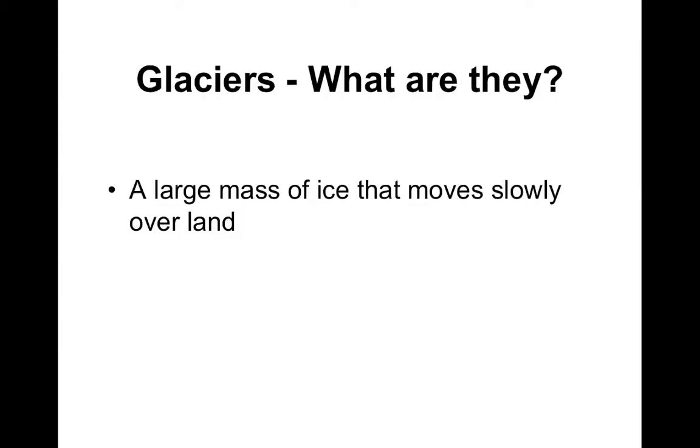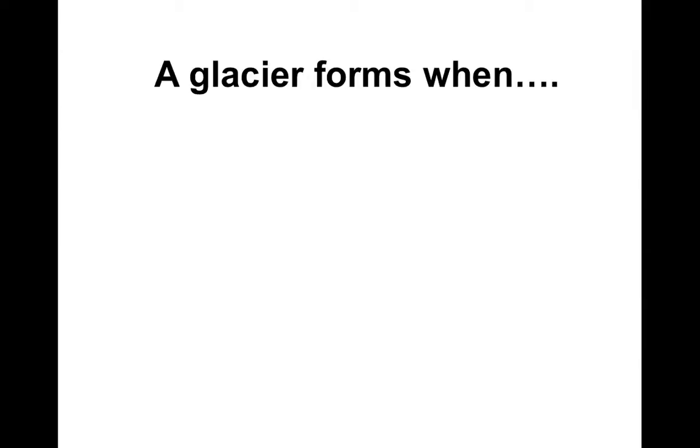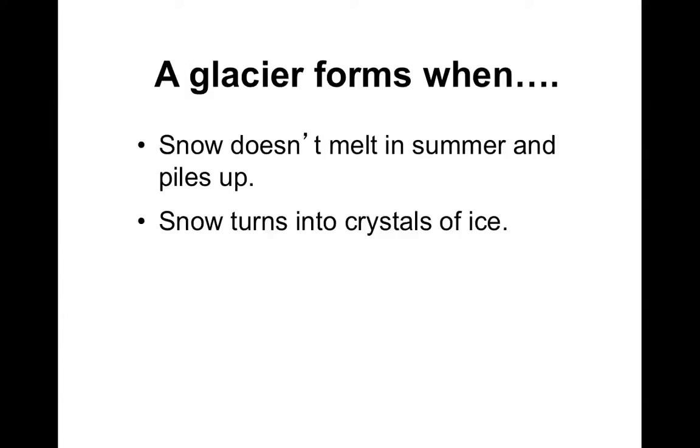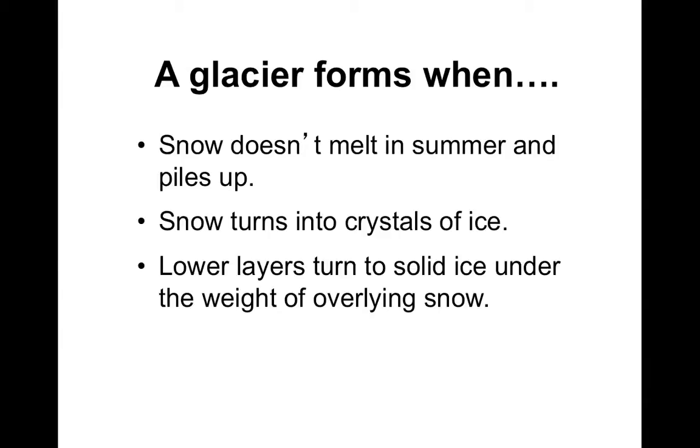So what is a glacier? It's a large mass of ice that moves slowly over land. And there's two types, but both of them form the same way. Snow doesn't melt in the summer, and so it piles up. Over time, that snow turns into crystals of ice, and then the lower layers turn to solid ice under the weight of the overlying snow. Once that happens, the glacier can start moving.